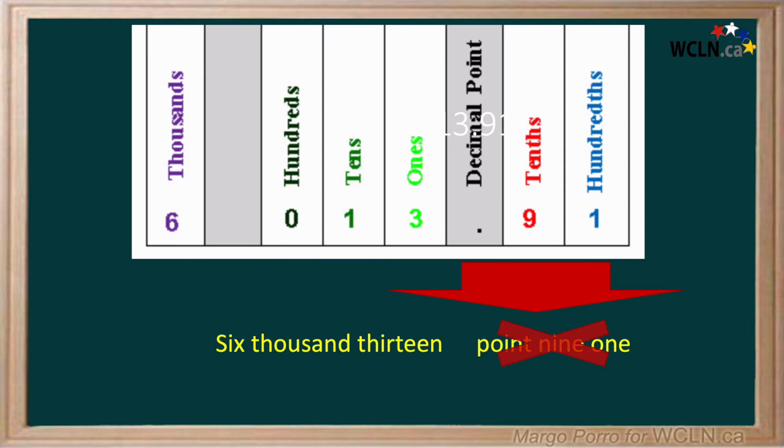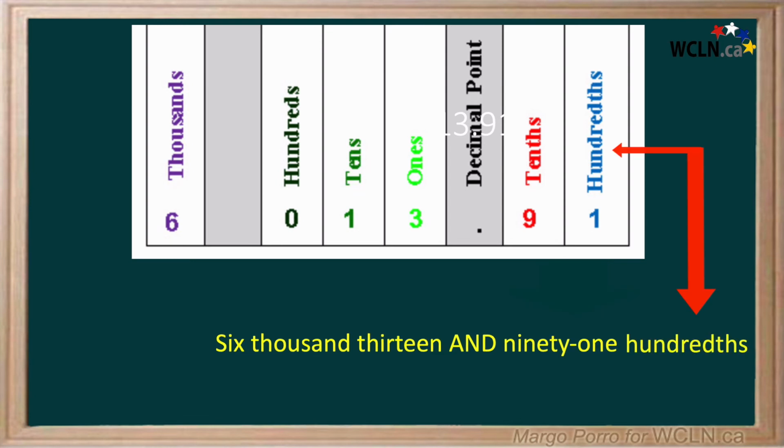Where the decimal is, we say "and." Next, we look at the numbers after the decimal and we read them just like we would a whole number. In this case, 91. Finally, we give the place value of the last digit, hundredths. Put it all together and you have 6,013 and 91 hundredths.